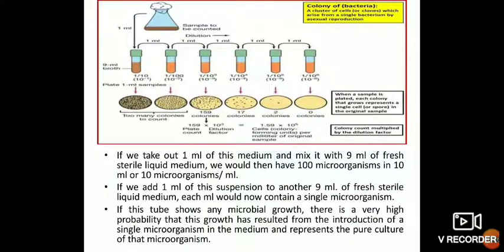Okay, serial dilution. In this diagram, you can see that you take 1 ml of the media and mix it with 9 ml of fresh sterile liquid. So we would have 100 microorganisms in 10 ml, or 10 microorganisms per 1 ml. Like that we serially dilute the sample. This is called serial dilution. After serial dilution, for bacteria, 10 power 5 to 10 power 7 is suitable for taking the plate to count, or in the case of fungi it is 10 power minus 3 to minus 5.